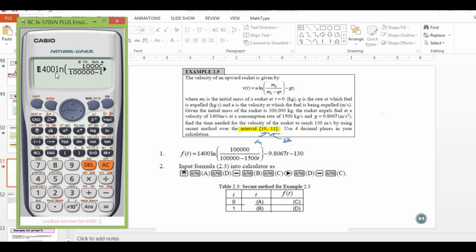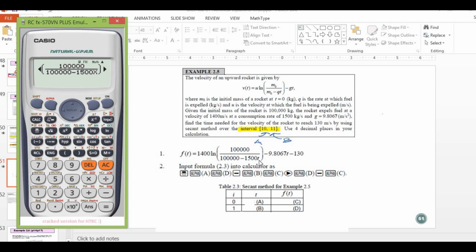So 1400 ln, bracket. You need to choose this two-level fraction. So make sure this is 100,000. And then at the bottom one is 100,000. Make sure, do not be careless. Okay, so this is 1,500, not 150, be careful here. Usually students will make mistakes here.